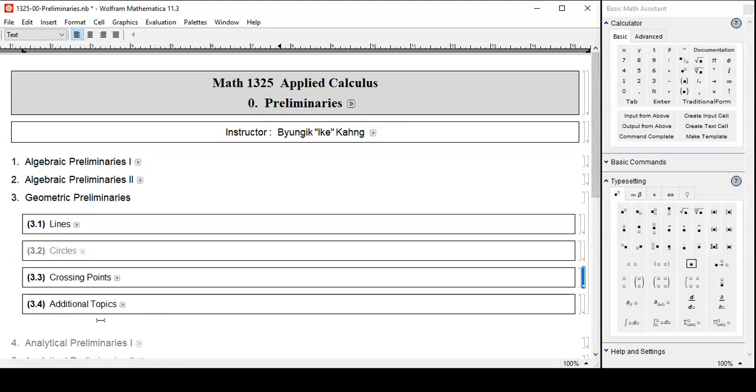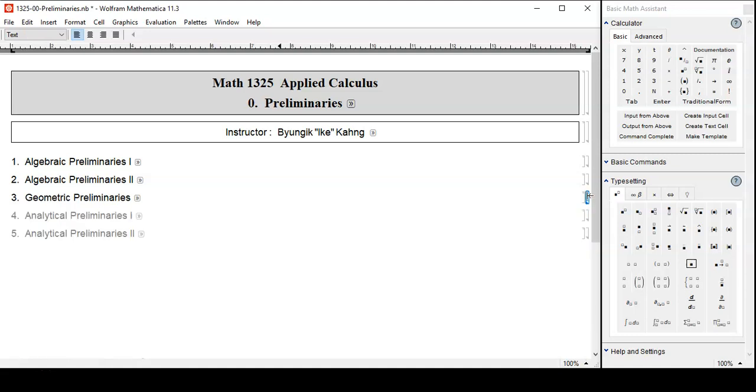Now, there are some additional topics, but those are a little bit different. So I'll talk about those in a separate video. So circles and crossing points, they're done, and let's stop here for now.